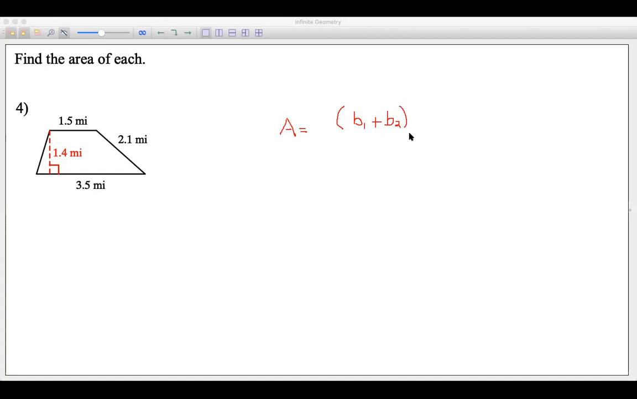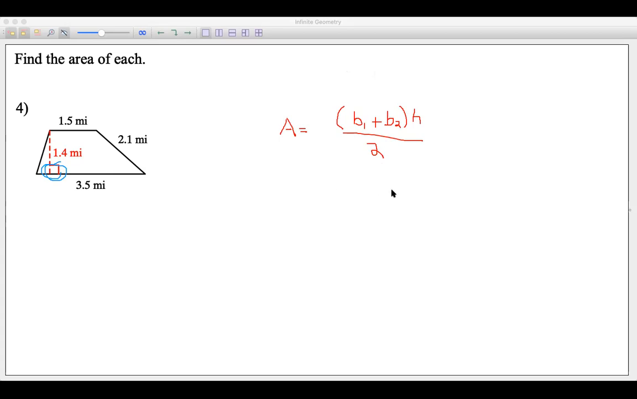Then what do we do? Times the height. And then lastly, divided by 2. The little square right here touches the two bases, 3.5 and 1.5, and it touches the height. Doesn't matter. Addition is commutative. 1 plus 3 is the same as 3 plus 1.